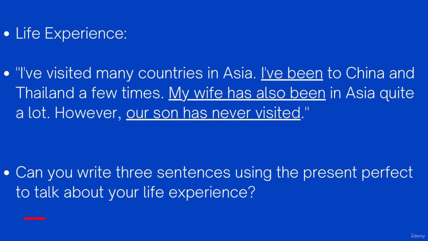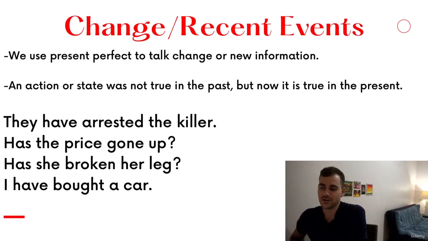Okay, I hope that you paused the video and wrote 3 sentences using the present perfect to talk about your life. The second usage of the present perfect is for change or recent events. We use present perfect to talk about change or new information. An action or state was not true in the past, but now it is true in the present.